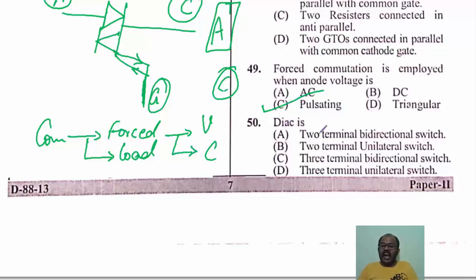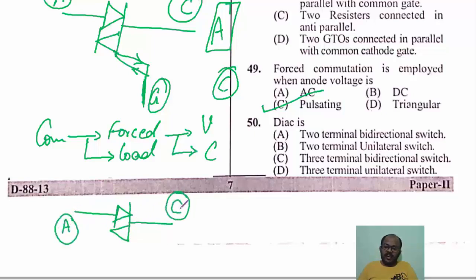50th question, DIAC is a. The symbol for DIAC will be something like this. You will not be having gate pulses, or there is no provision of gate pulse. So anode and cathode, it is a two terminal bidirectional switch. So the corresponding option that is going to follow is option A. You need to remember the symbols of triac, DIAC, SCR. This comes under thyristors. So the topics from power electronics are very important.